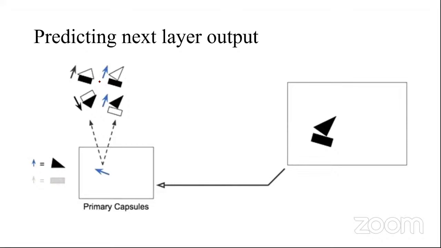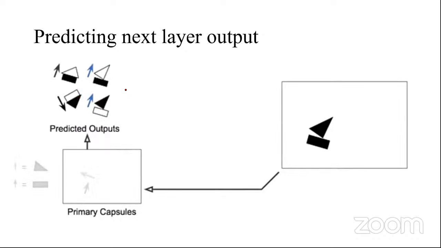So for the primary capsules, here also I have a tilted triangle. See here, this triangle is also tilted and this triangle is also tilted. So I am able to see four predicted outputs. From this, I need to say this and this belong to the boat, and not this. Okay, so how can I do this?